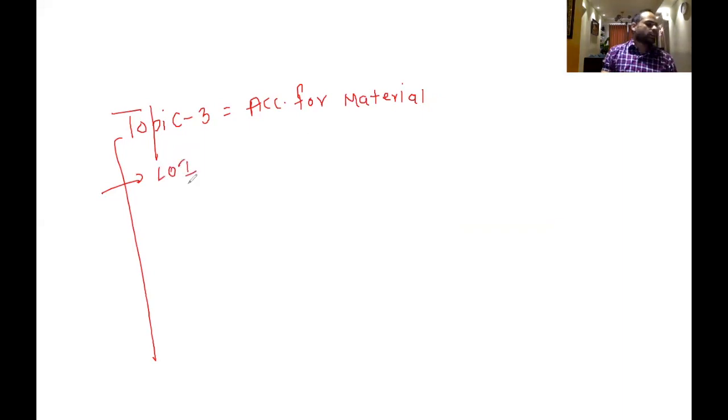Topic 3. So topic 3 is accounting for material. Right. Accounting for material. So in this topic, your learning outcome 1 is about the difference between hourly rate plan, piece rate plan, and modified wage plan. Yes, modified wage plan. What was that? What's the difference? And so on. Just theory, no calculations. All right.